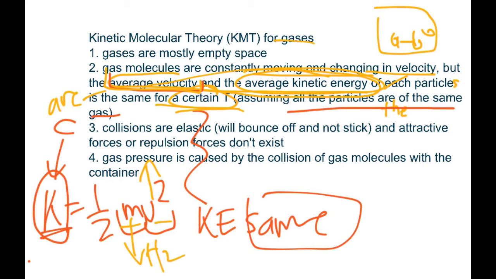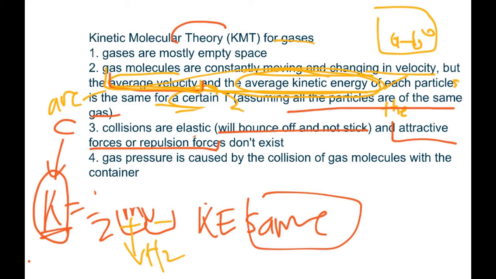So let's move on and look at number 3. Collisions are elastic, and elastic just means that the particles of gases will bounce off and not stick to each other. And in addition, attractive or repulsion forces don't exist. Remember, this is a theory, and it's just an assumption we make, and this is not necessarily true, since there are attractions between gases, but in our KMT, we want to assume things for gases that will make it easier for us to visualize them. And because of that, we assume that attractive forces and repulsion forces don't exist.